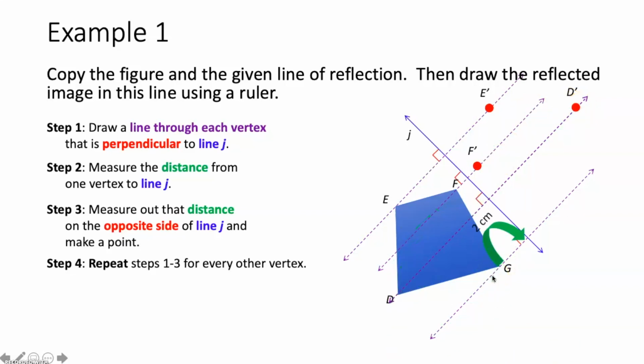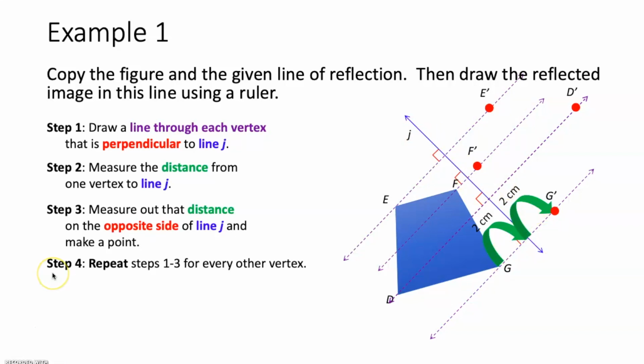Last but not least, we take G. How far is G from the line of reflection? That's 2 centimeters. So we measure out 2 centimeters on the opposite side of the line of reflection. We put G prime because it's the image of point G after it's been reflected in line J, or over line J.